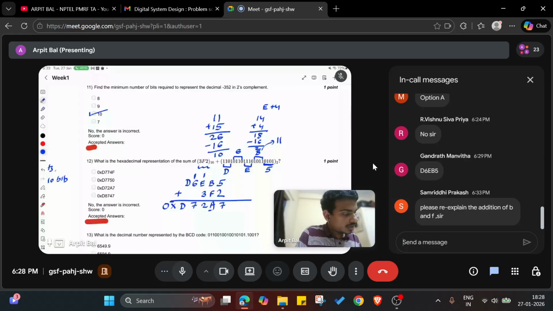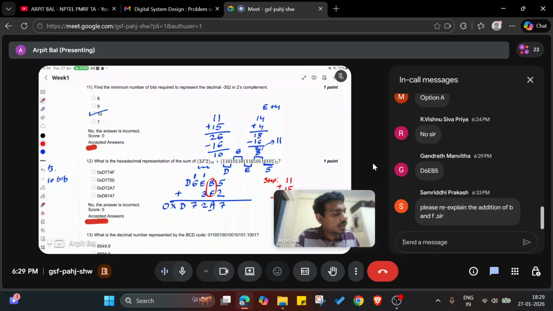Okay, yeah, sure. So this B and F addition. To simplify things, the first step is: what is the value of B and F? B is nothing but 11, and F is nothing but 15, right? So you add both of them, and I have the output as 26.